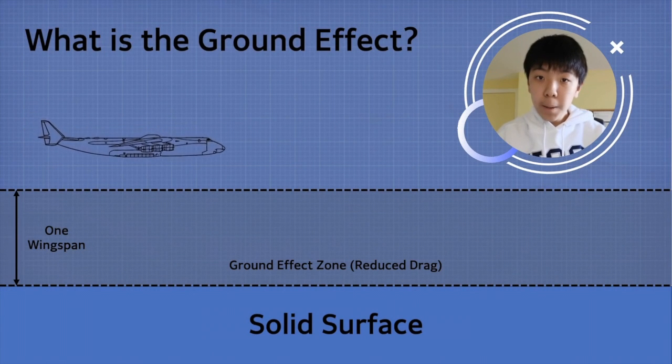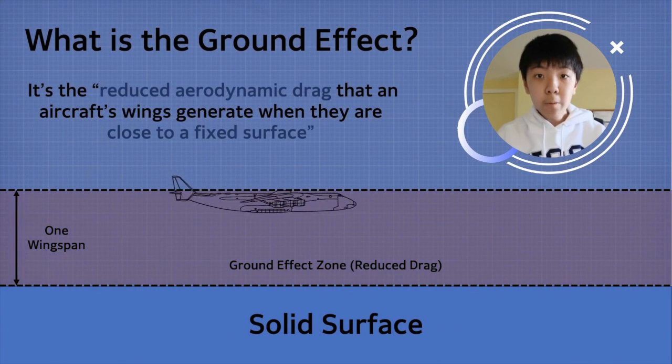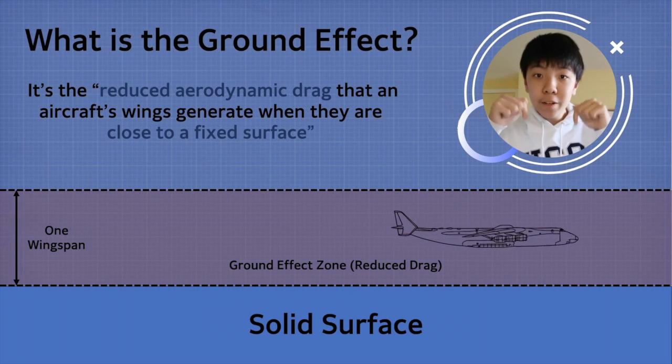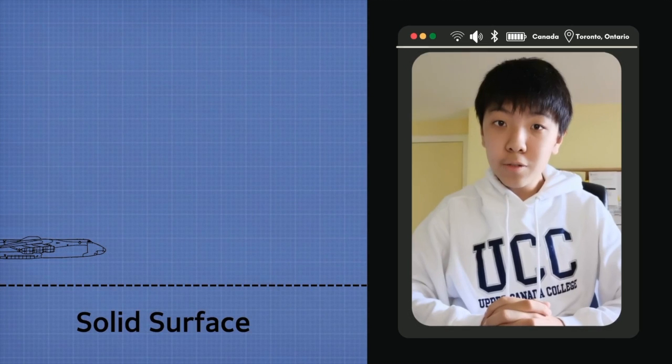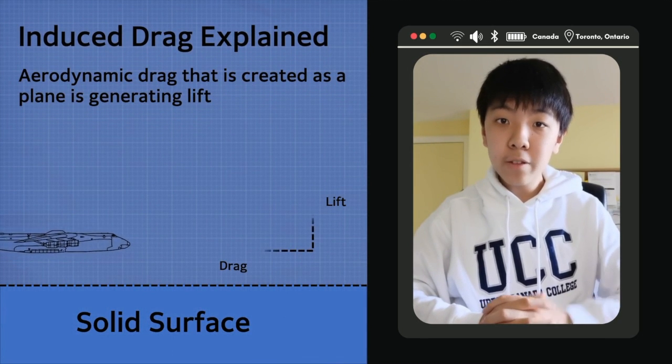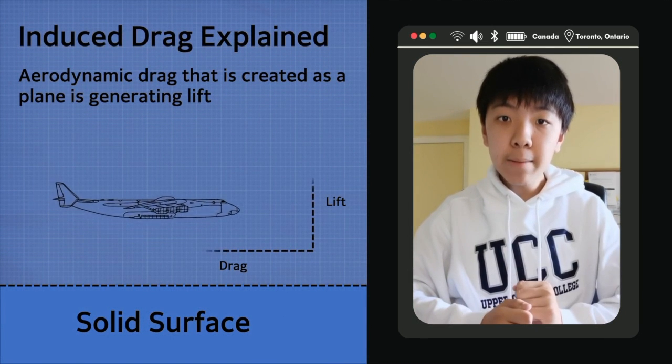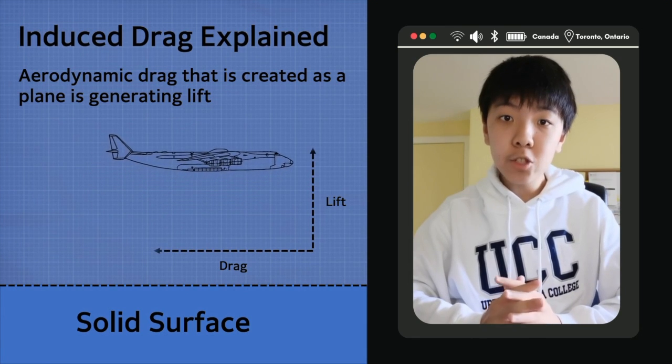The ground effect describes the reduced aerodynamic drag generated by an aircraft's wings when they are close to a fixed surface, such as solid earth or water. But in order to understand the ground effect, we first need to learn about induced drag, which is the aerodynamic drag that is created when an aircraft is generating lift.